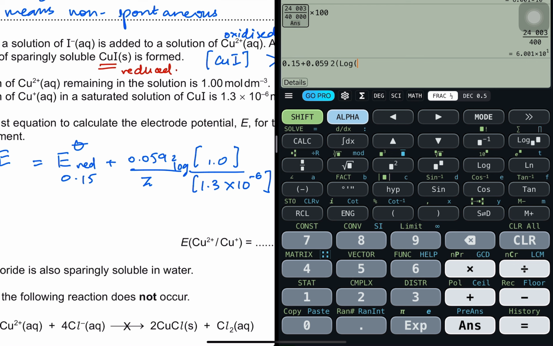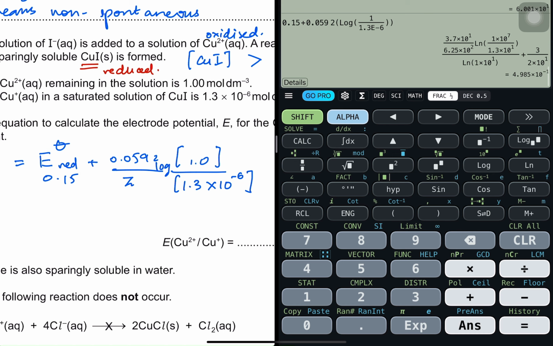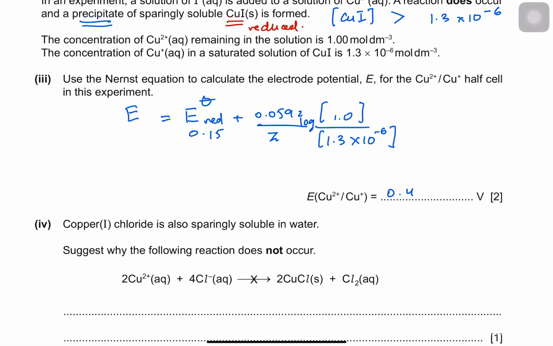Times log, and then 1.3 exponent minus 6, and then square brackets. So there's 0.498 for me, 0.4985. 0.4985 becomes 9, by the way. 1.498 is also okay. 0.498.